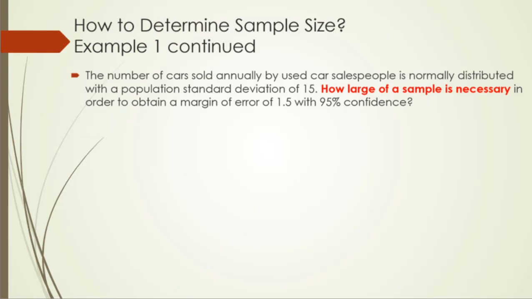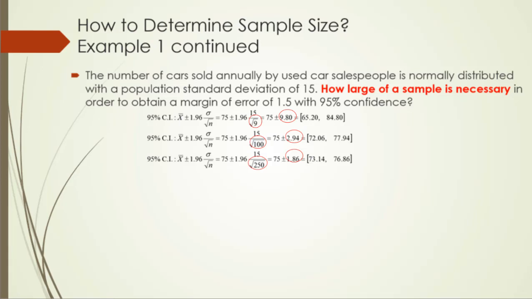In this example, we would discuss how to solve one type of problems asking for sample size. I would call this type of problems sample size problems. From previous calculations, we know that at a 95% confidence level, a sample size of 9 would give us an MOE of 9.8. A sample size of 100 would give us an MOE of 2.94. Even when the sample size is 250, the MOE is still 1.86. If we want to reduce the MOE to only 1.5, how large of a sample is necessary?